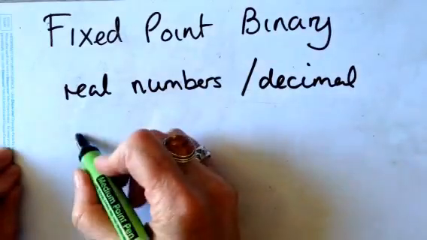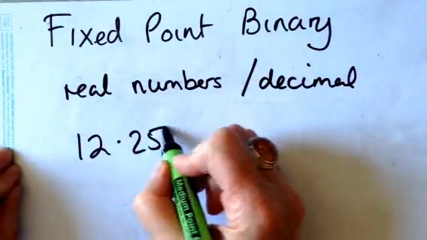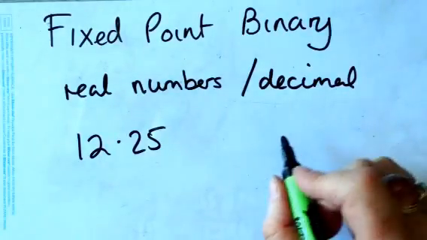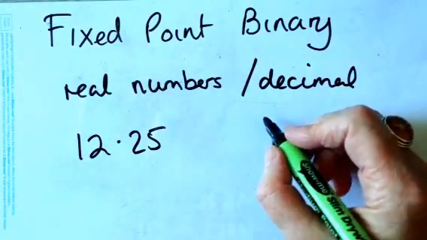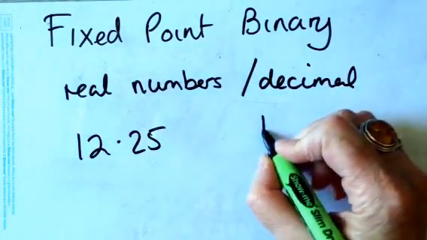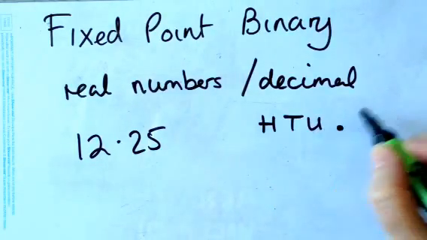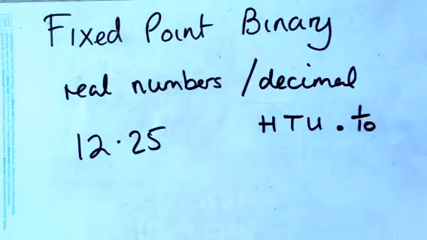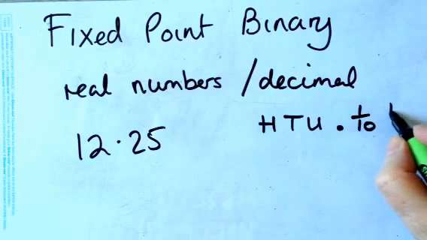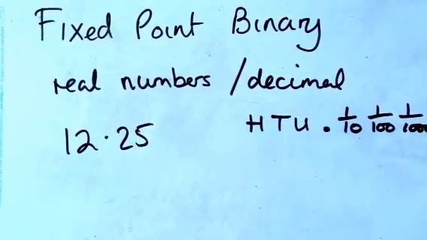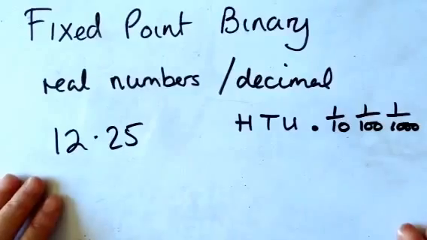Okay, so for instance, if we've got 12.25 in base 10, you're so used to doing it, you don't really think about what you're doing. But what we would have done in the past, certainly when you're in primary school, you might have said, right, okay, hundreds, tens and units. And then you would have your point, and then you would have 1 over 10 for tenths, 1 over 100 for hundredths, and 1 over 1,000 for thousandths, and so on.